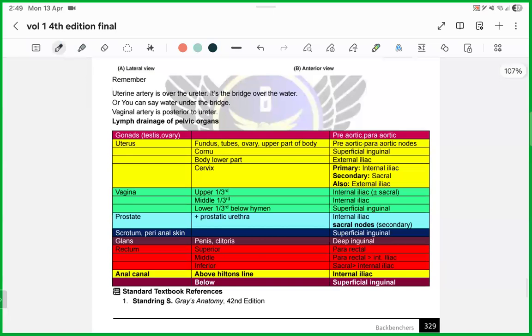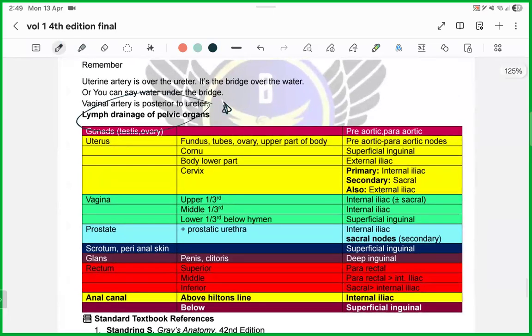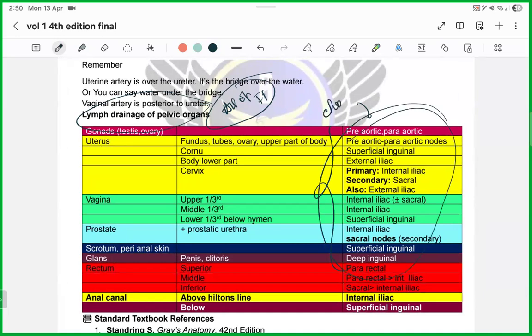Then you need to know the lymph drainage of pelvic organs, all of it. And it's not like you go to some book and read those. No, read the ones that I wrote here, because that's how they give you choices in the exam hall. In the exam hall, if you have a choice of lymph node, you will have the choices presented here.